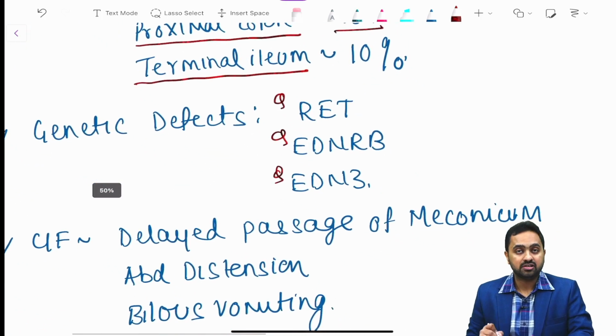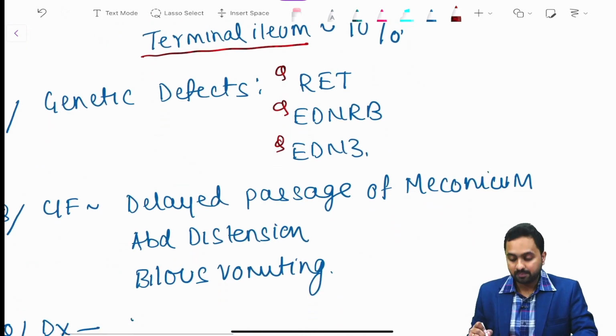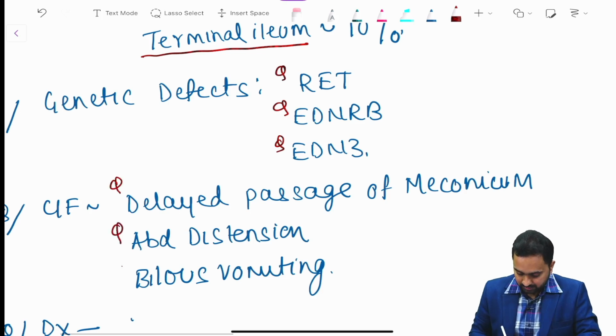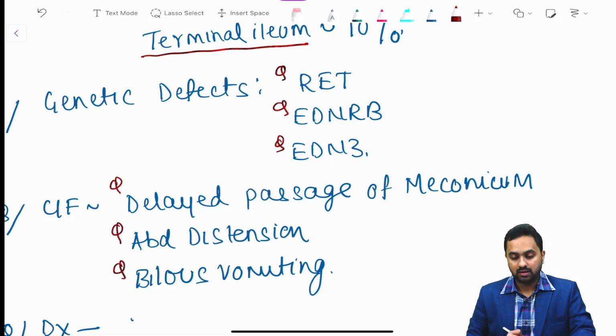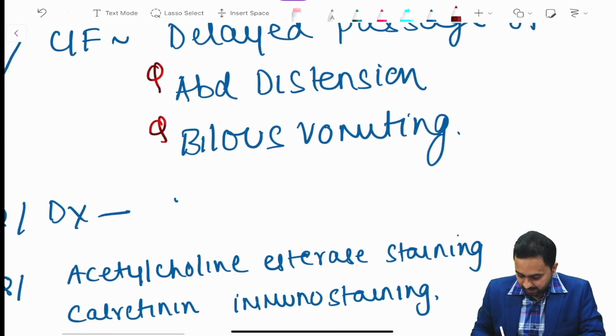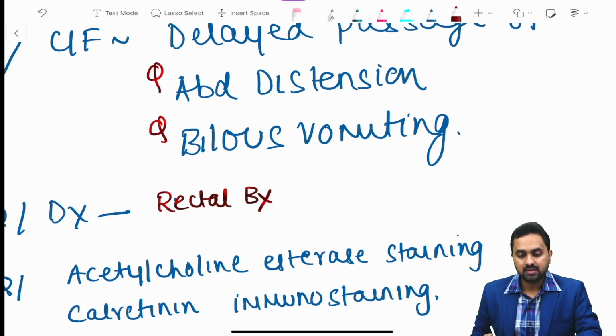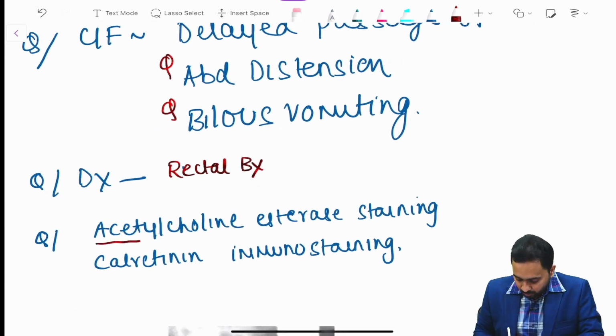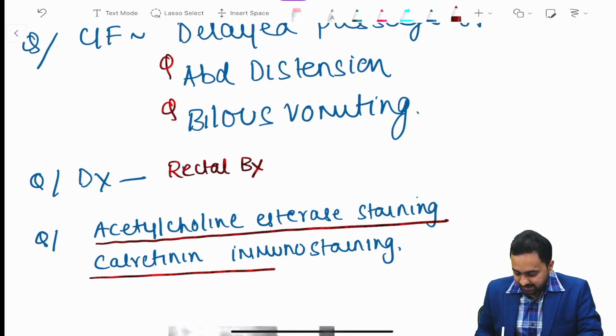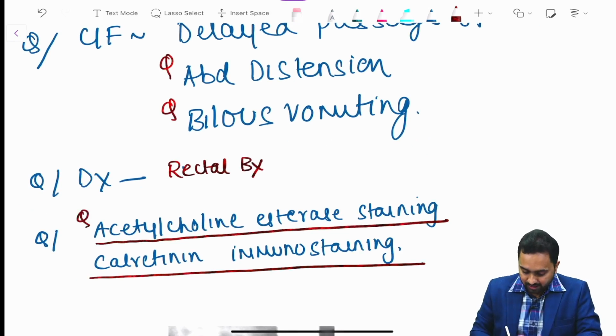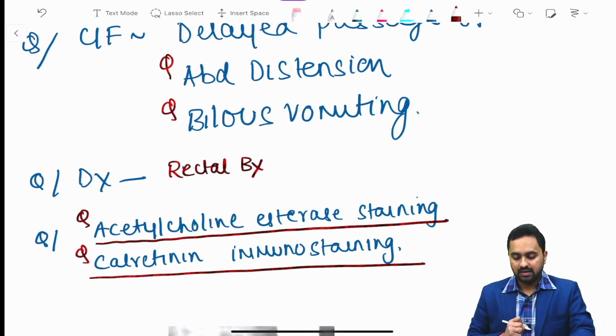Now, the clinical features: such patients usually present with delayed passage of meconium, abdominal distension and bilious vomiting. Diagnosis is with the help of rectal biopsy, and you have two important tests done over here, which are acetylcholinesterase staining and calretinine immunostaining.